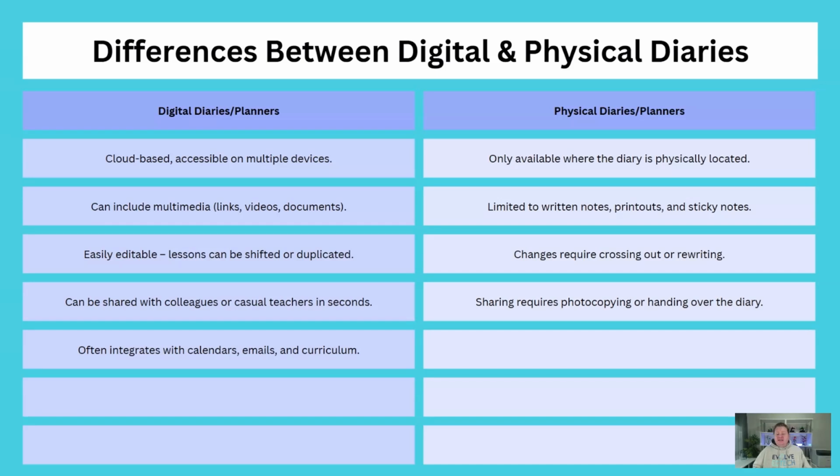Often you'll find that our digital diaries will integrate with things like calendars, email, curriculum. So you'll be able to embed and integrate a whole range of these different day to day products and processes and software applications that you might be using, which again is going to make your life so much easier because there's just one less place for you to go to access information.